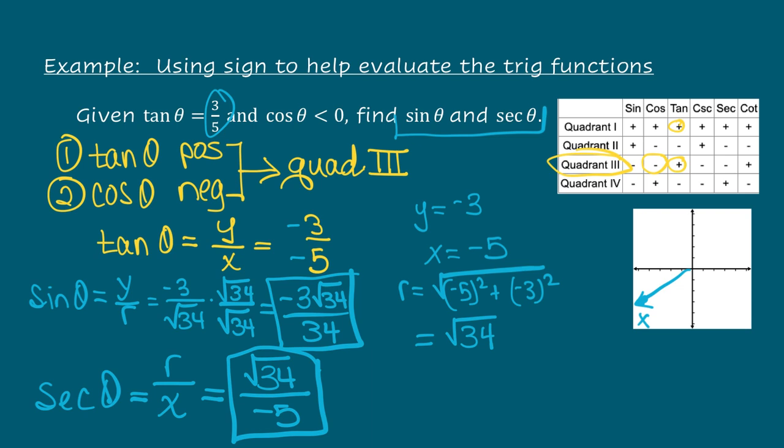And notice that this value is negative, which is secant in quadrant 3, which should be negative. And my sine value is also negative, which should also be negative in quadrant 3. In our next video, we're going to take a look at reference angles and what they are and how to draw them.